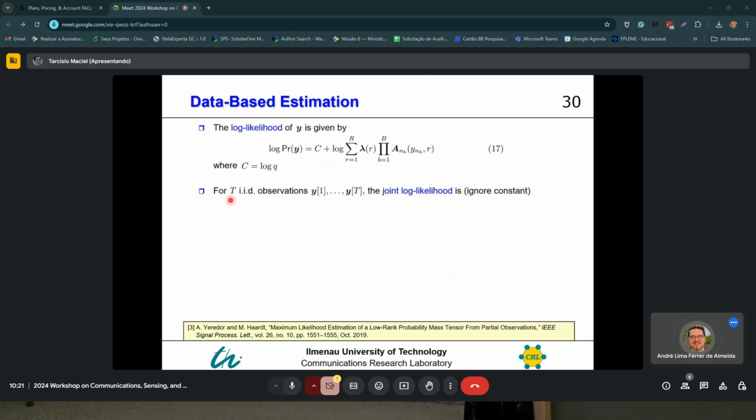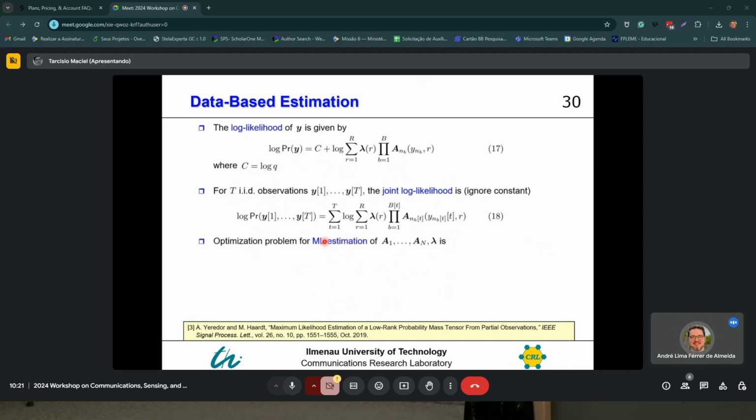And let's assume that we have capital T IID observations, y1, y2, up to yT. And then the joint log likelihood of these observations, ignoring constants, can be written like this. This is the logarithm of the probability of these observations, y1 through yT. We just sum over these T observations. And then here, as this index, we now have nb of t. And these are also the observed random variables, for example, the rating for a particular movie, right? So this is the equation.